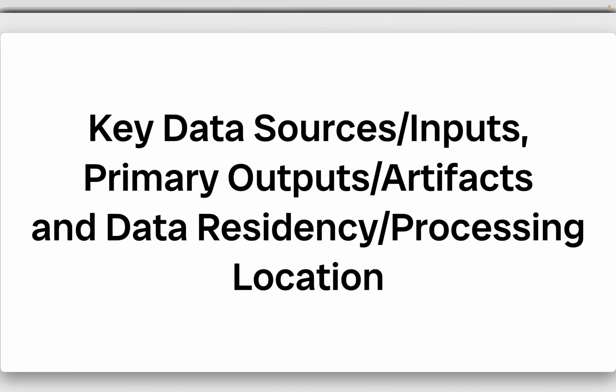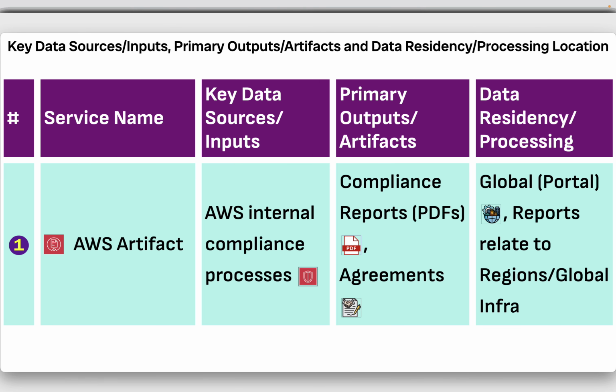And now we will go to the next set of parameters, which will be key data sources and inputs, primary outputs and artifacts, and data residency and processing location. So first we have AWS Artifact, and key data sources or the inputs are AWS internal compliance processes, and the output it produces are compliance reports, which are PDFs or agreements, and data residency and processing happens globally through the global portal, and reports relate to regional and global infrastructure.